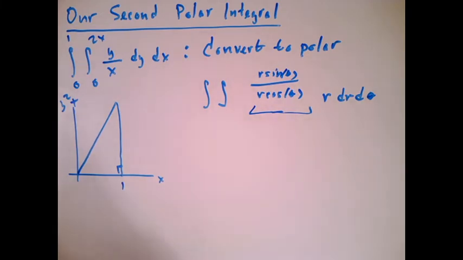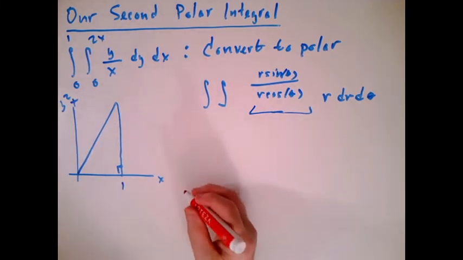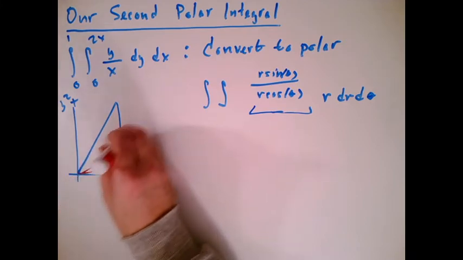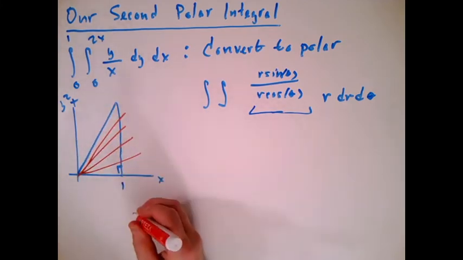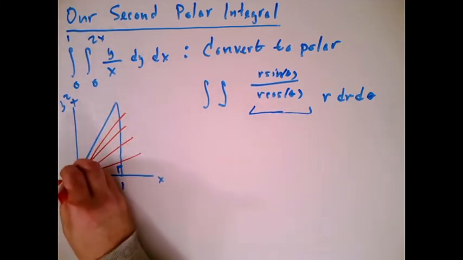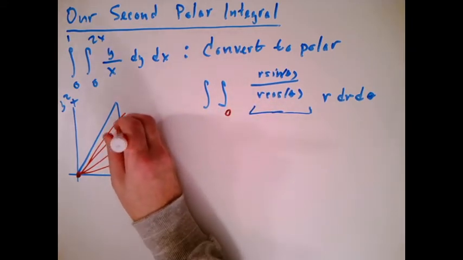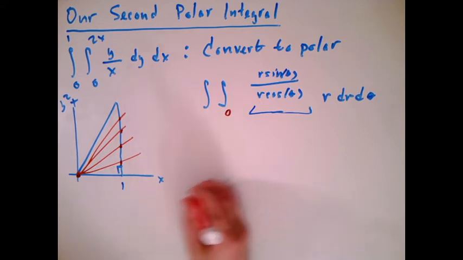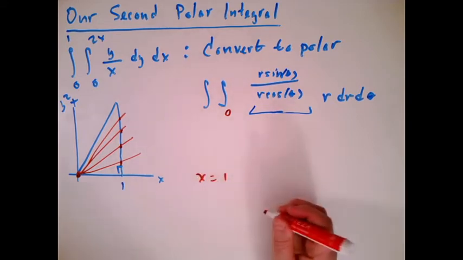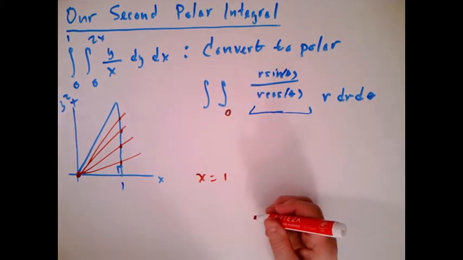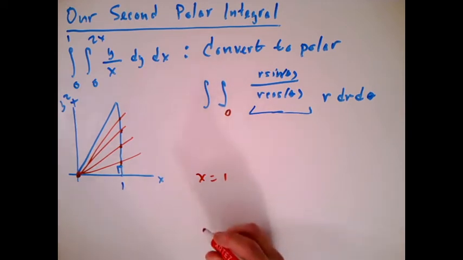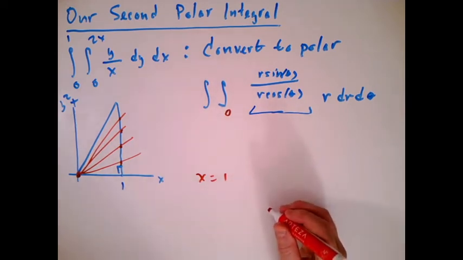Well, how do we find the limits of integration? We start drawing rays. And we want to know what is r as those rays enter the region. Well, they all enter the region at 0. So that's a gimme. They all leave the region when x equals 1. Now the problem is that doesn't put a 1 up here. X equals 1, not r. I need to look at my x equals equation and find r.